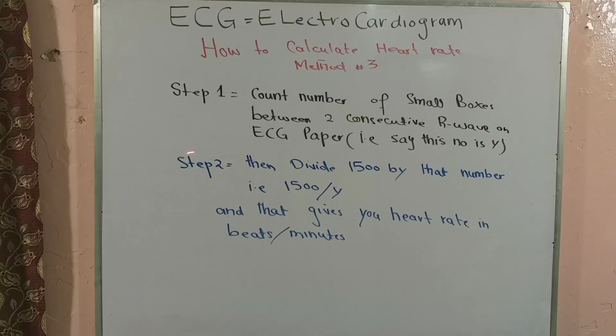In step 2, we divide the 1500 digit. Now the 1500 digit is a fixed digit. We divide the 1500 by that number. That means we divide 1500 by the Y, and this is how we get the heart rate in beats per minute. So we count the number of small boxes between two R waves, and then we divide 1500 by that number in the method 3.